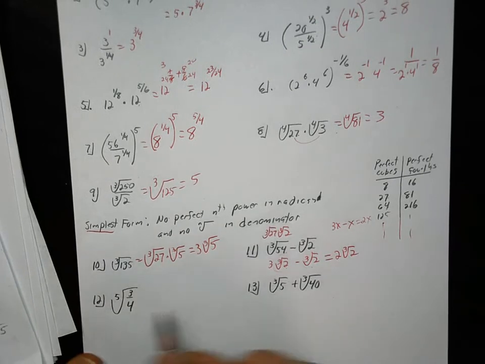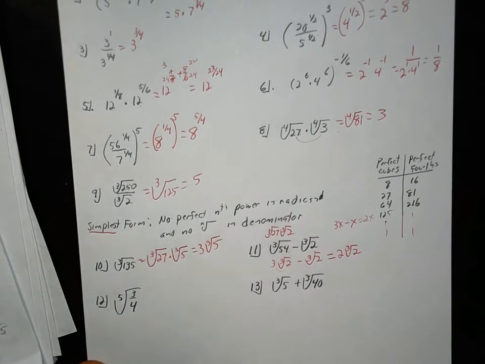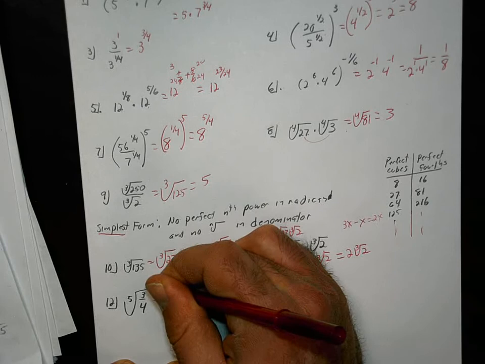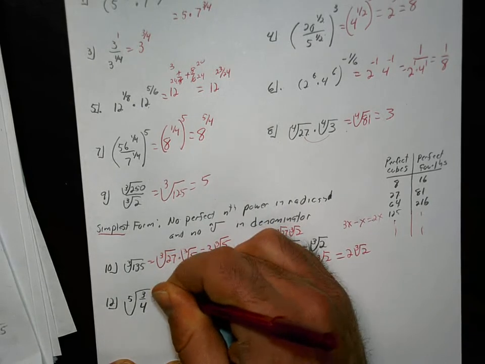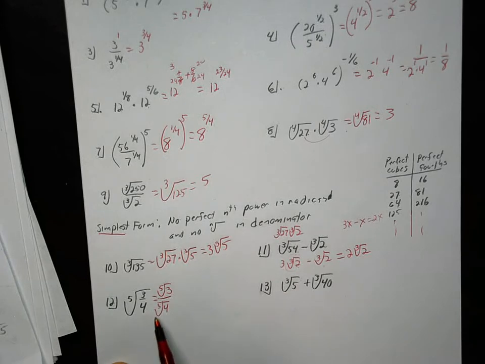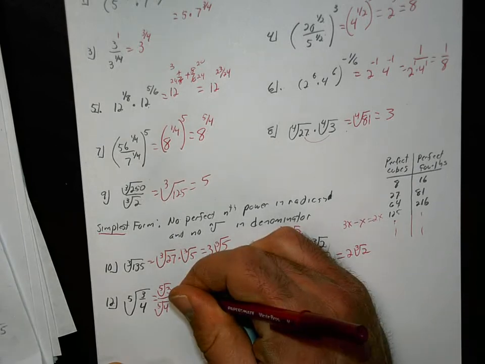Let's look at this one next. 5th root of 3/4. Now we can rewrite this as the 5th root of 3 over the 5th root of 4. Because we have a root in the denominator, we want to simplify that and get the root out of the denominator. So if you remember, we used to rationalize the denominator. We can do that here too.